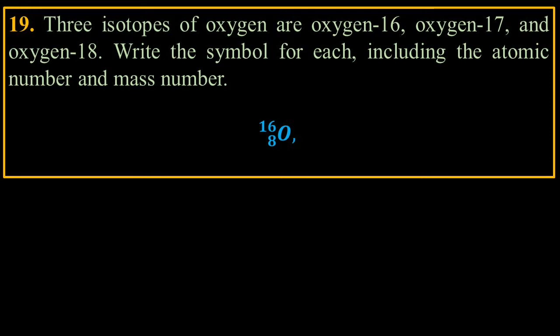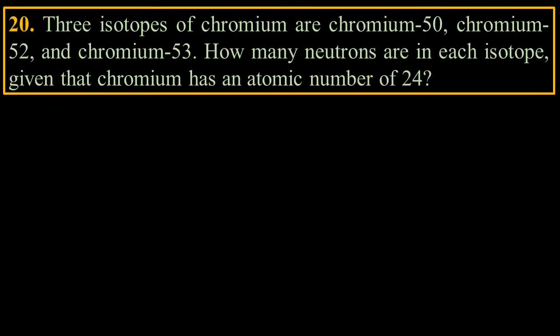That's how they get that. You just round it. The three isotopes of oxygen are oxygen 16, 17, and 18. Write a symbol for each, including the atomic number and mass number. So 16 over 8, 17 over 8, and 18 over 8. Very, very straightforward. Number 20, we're up to 20 already.